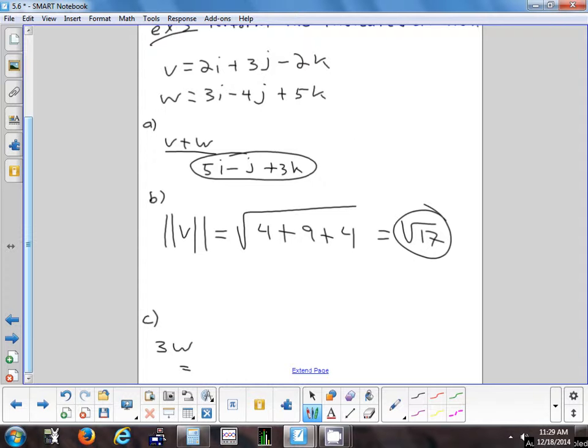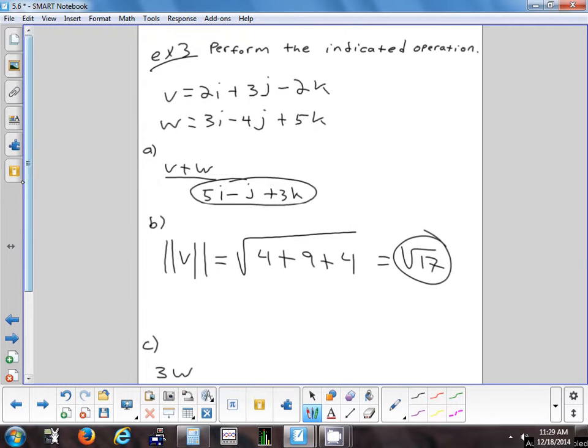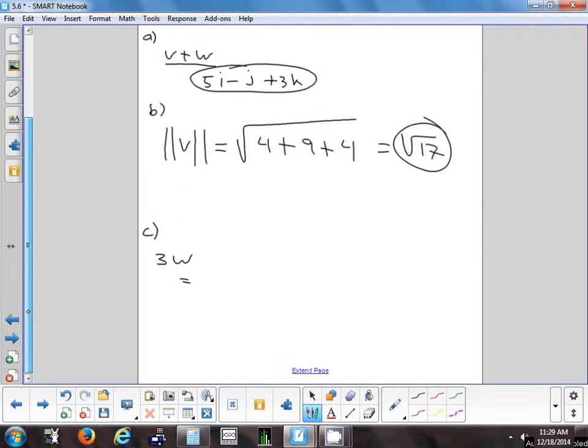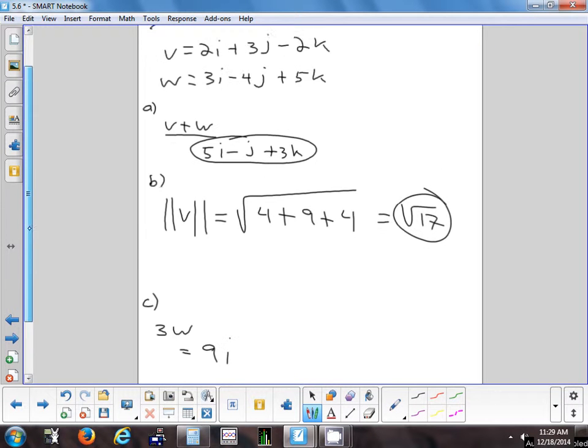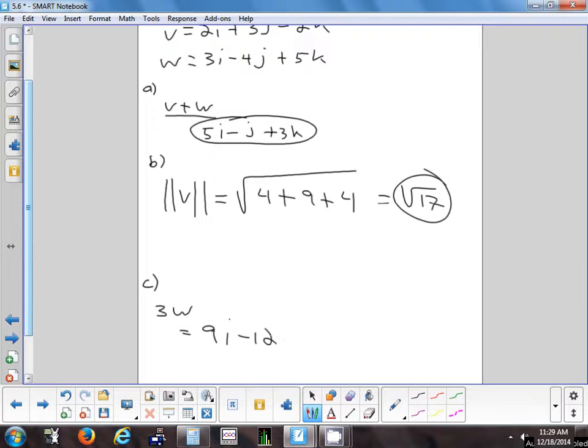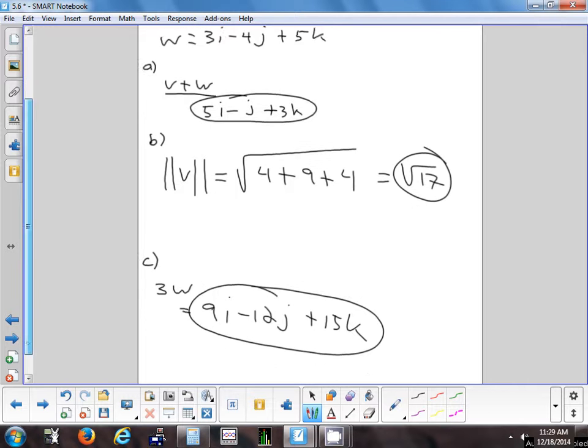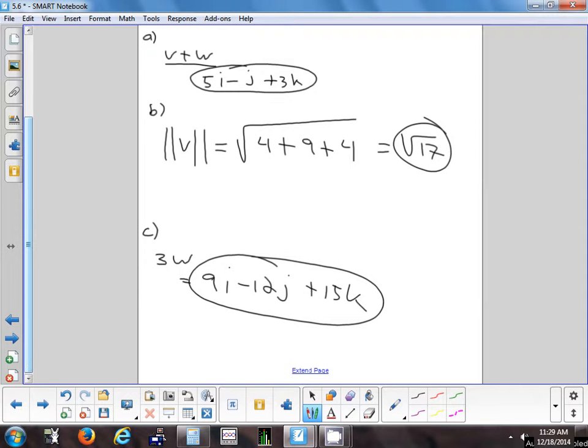Okay. So, we got W. As Josh just said, you multiply the 3 out to each part. So we're going to get 9i minus 12j plus 15k. That's it. That's a scalar product in 3D. Great. Any questions on that?